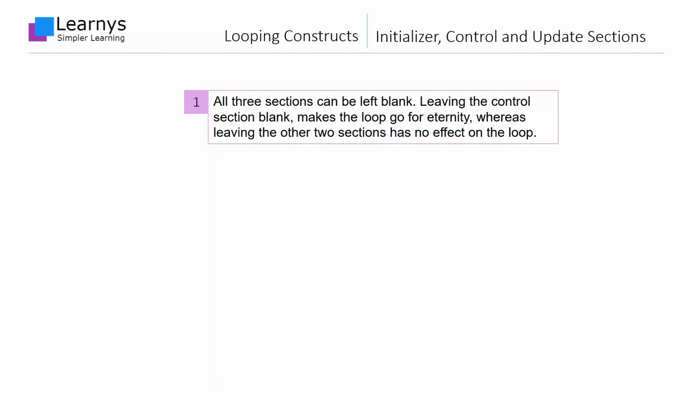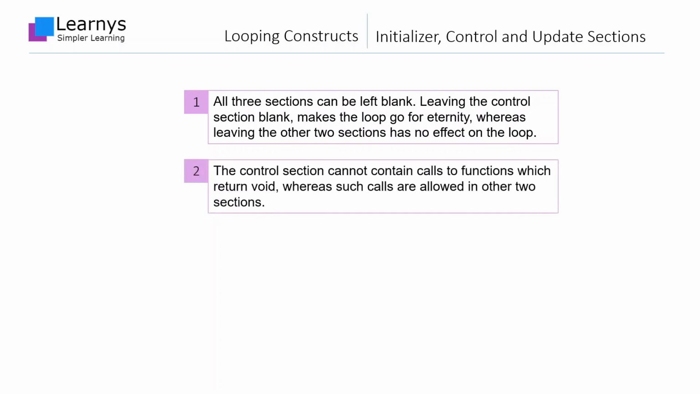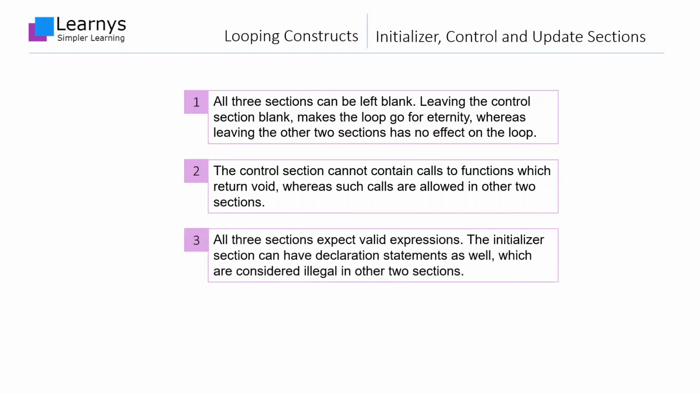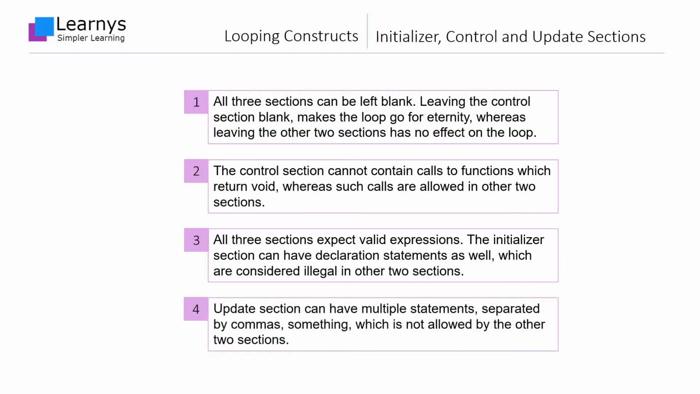The control section cannot contain calls to functions which return void, whereas such calls are allowed in the other two sections. All three sections expect valid expressions. The initializer section can have declaration statements as well, which are considered illegal in the other two sections. The update section can have multiple statements separated by commas, something which is not allowed by the other two sections.